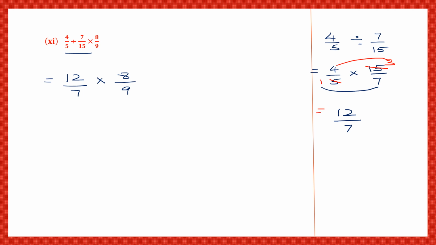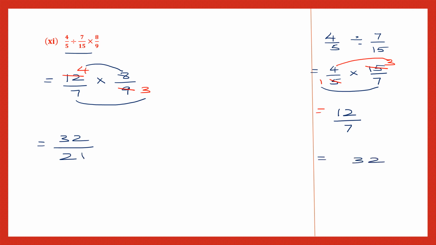Now what can we cancel here? We can cancel 9 and 12. Both are in the tables of 3. So 3 threes are 9 and 3 fours are 12. Is there anything else that we can cancel? No, there's nothing else. So we'll multiply the numerators. 4 eights are 32 and the denominators 7 threes are 21. 32 by 21. It is an improper fraction.